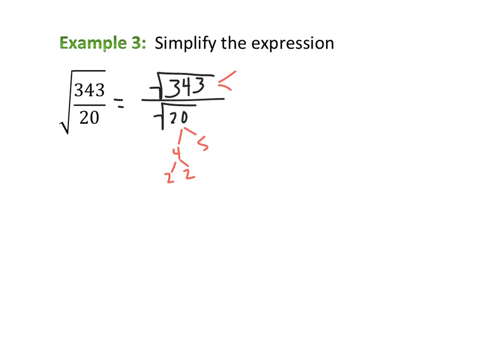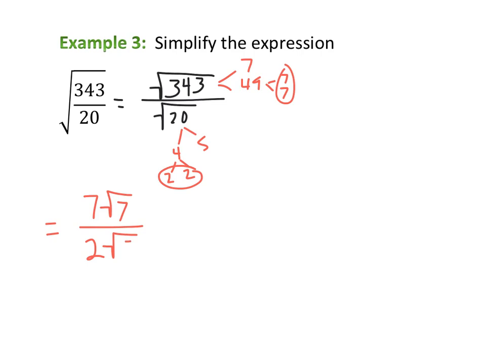343. I want to say that's 7, but I'm not 100% sure. So give me a second. Yeah, 7 and 49, and 7 and 7. So circling my groups, on the top I get 7 radical 7. Over on the bottom, we get 2 radical 5.